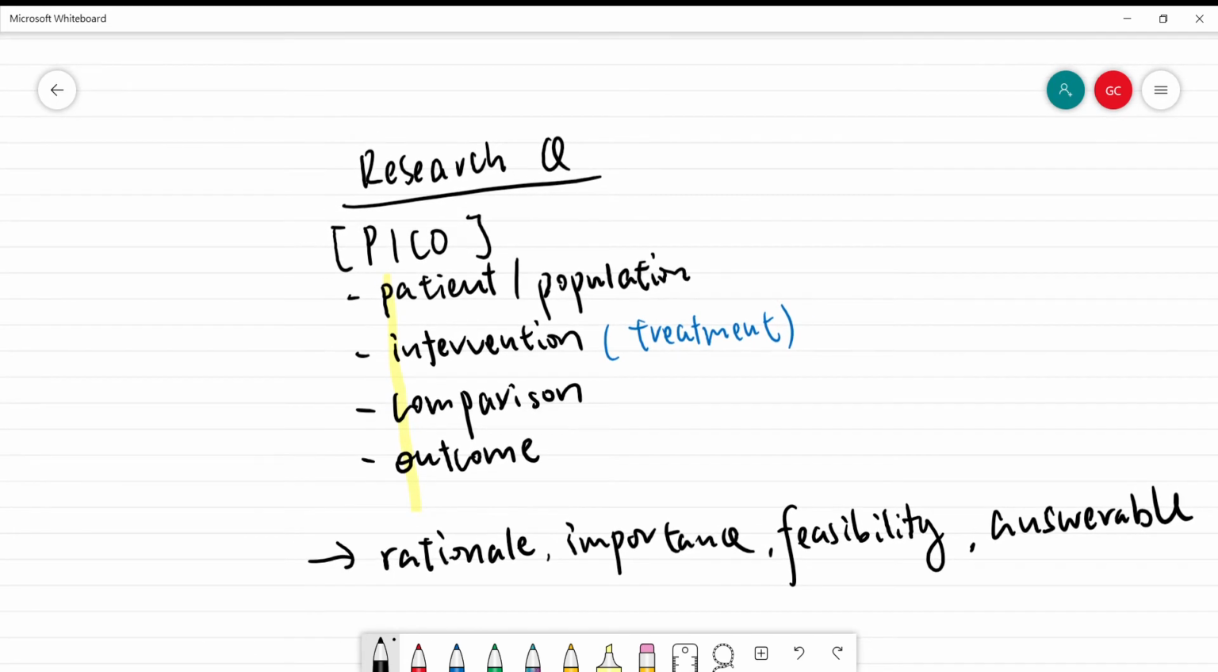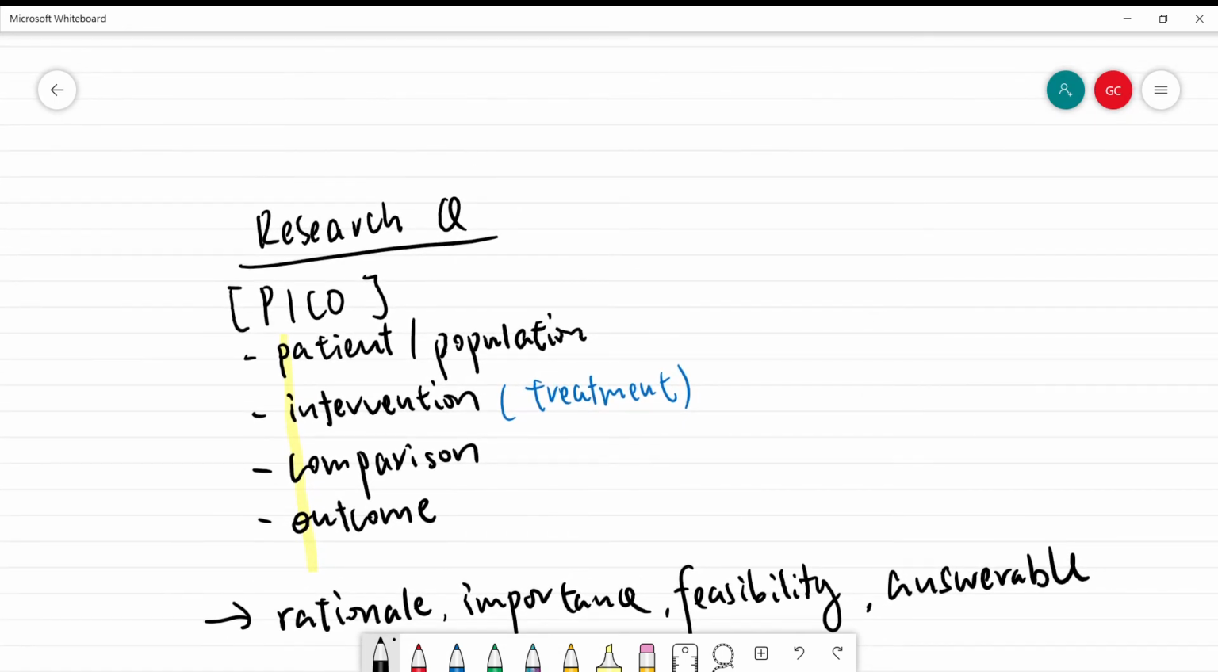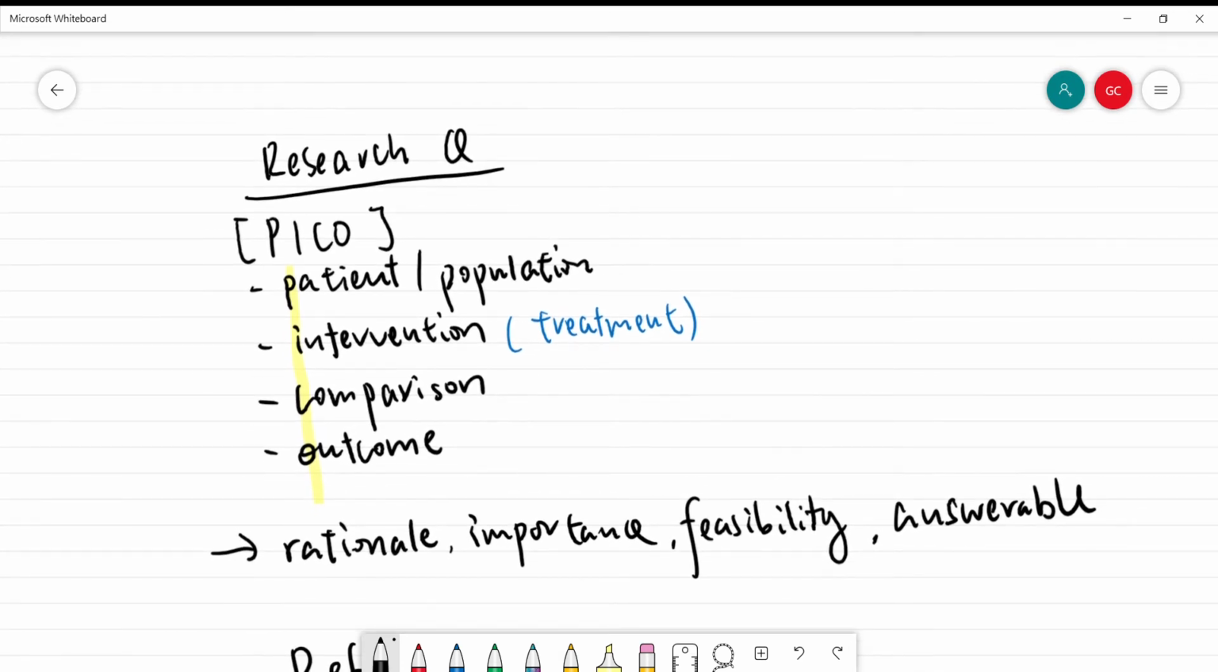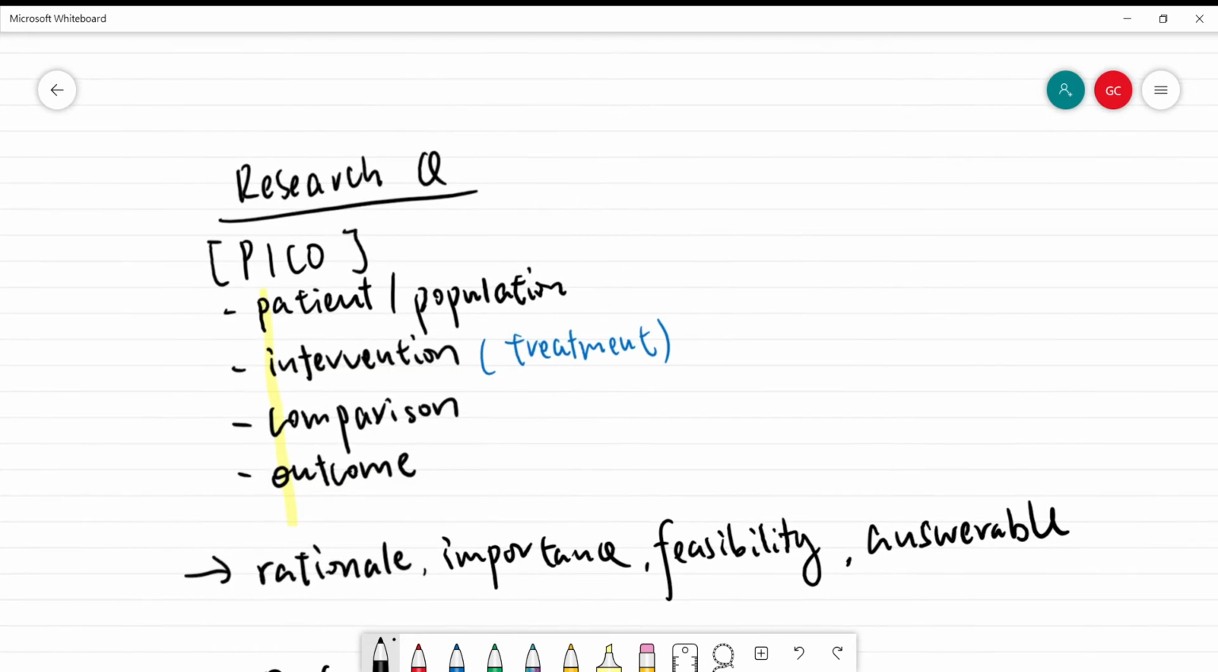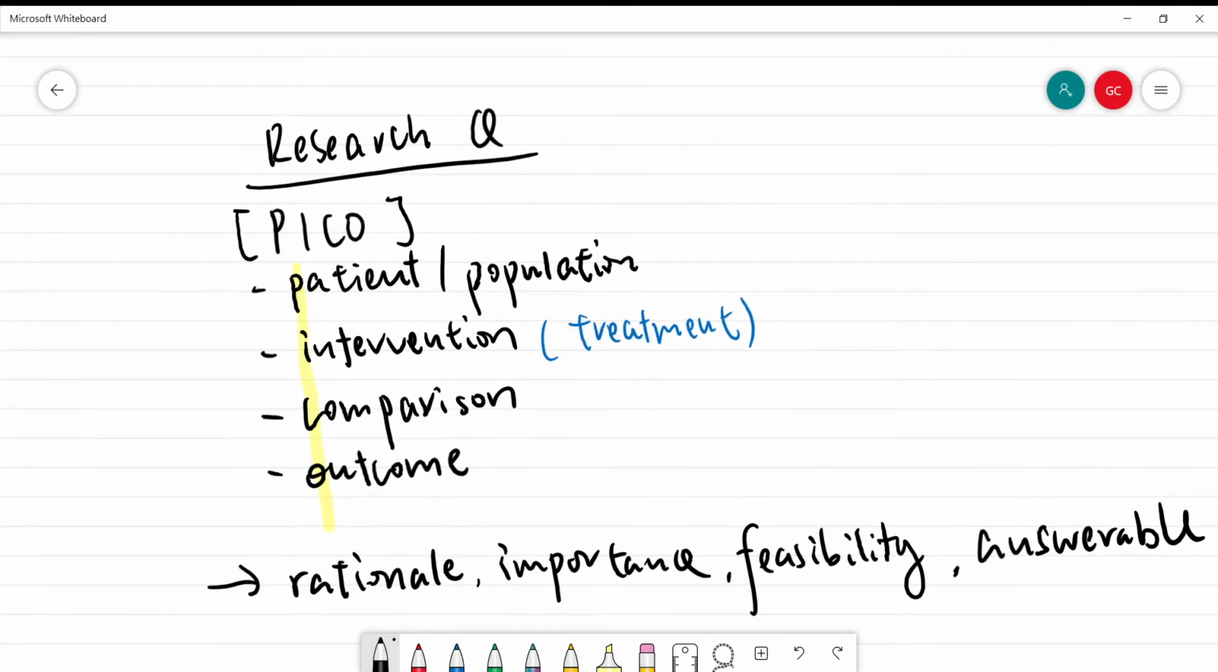Hi everyone. Today I would like to talk about the research and method. First of all, I would like to introduce how to set up the research question. And here's a quote, that is PICO.